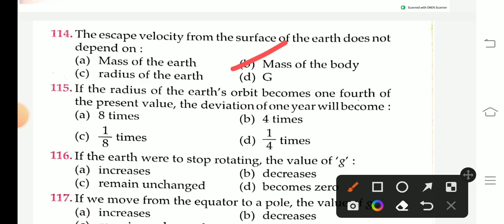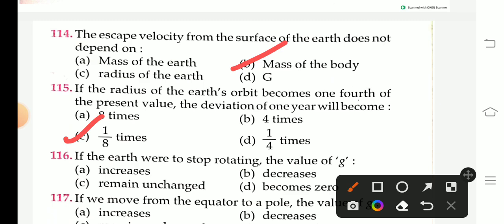If the radius of the Earth's orbit becomes one fourth of the present value, the duration of 1 year will become 1 by 8 times.